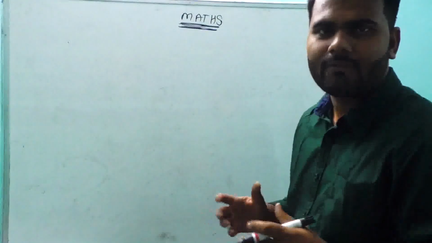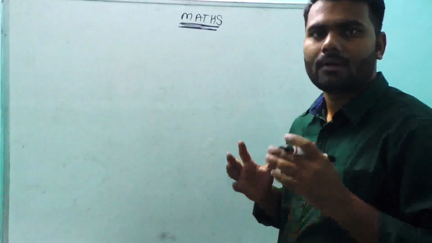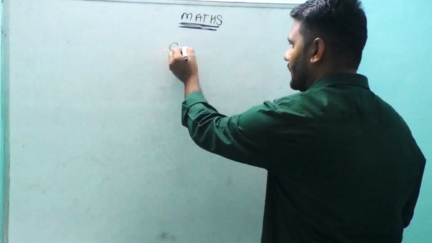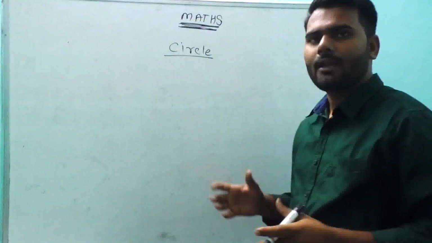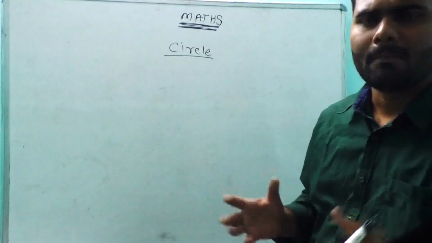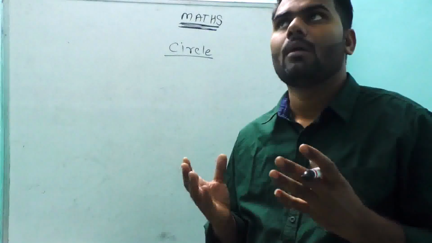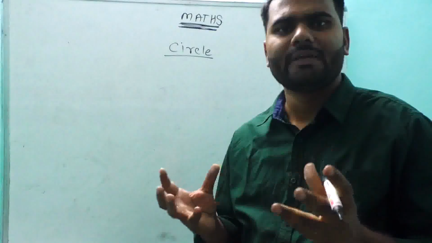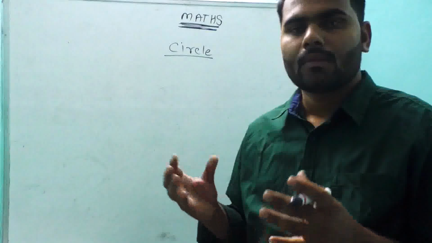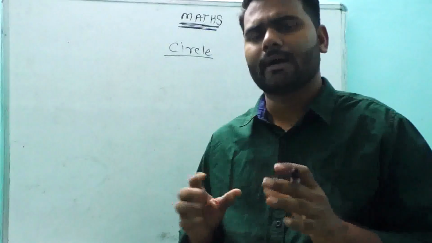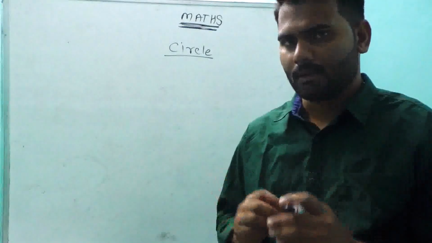Hello guys, today we will discuss a mathematical chapter. It's called circle. In our daily life, we see many things such as bangles, pizzas, wheels and rings. These all things look like a circle.